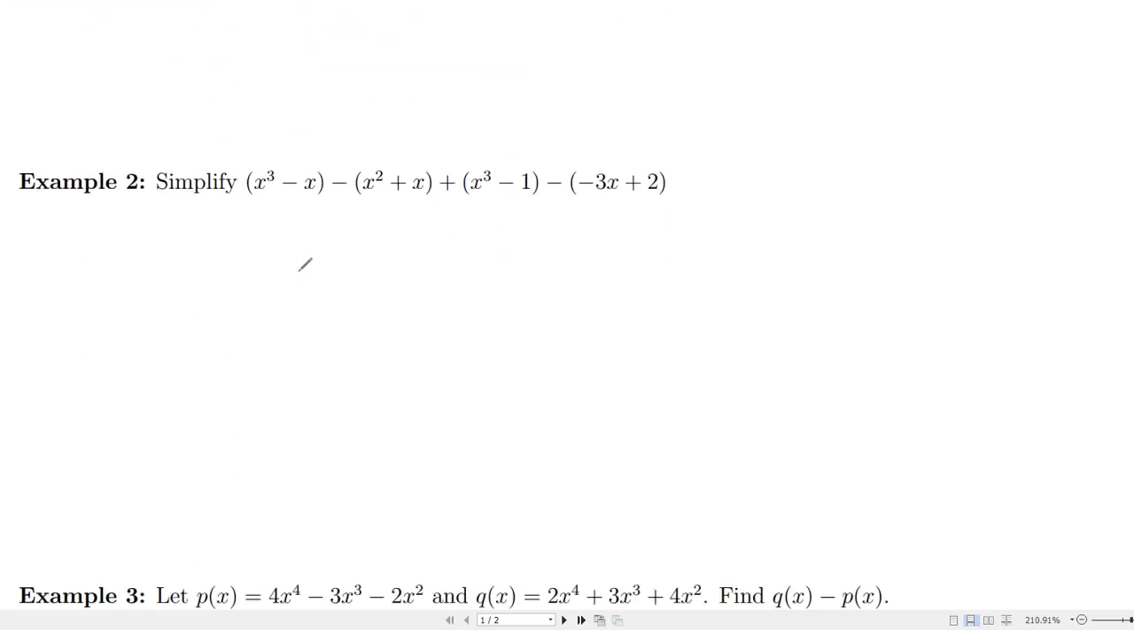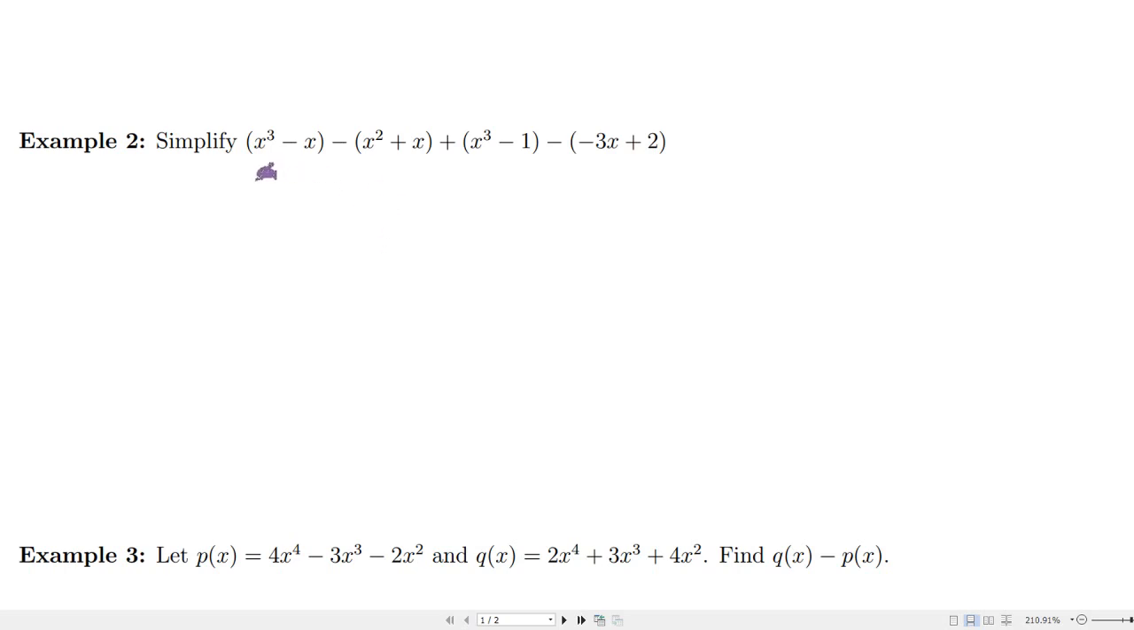All right, so now let's simplify the following. So we're going to subtract x squared plus x from this polynomial, x cubed minus x, and then we'll add x cubed minus 1, and then we'll subtract minus 3x plus 2. So first let's simplify by distributing in those minuses. So this minus will get distributed, and we'll have minus x squared minus x. These just stay the same. And then this minus will also get distributed. So then we'll have plus 3x minus 2.